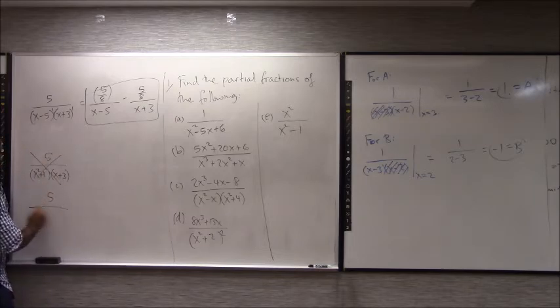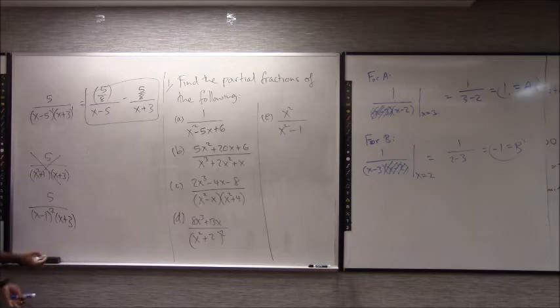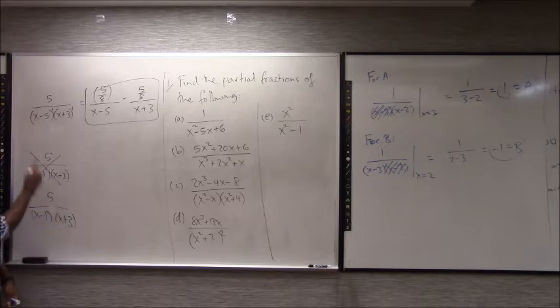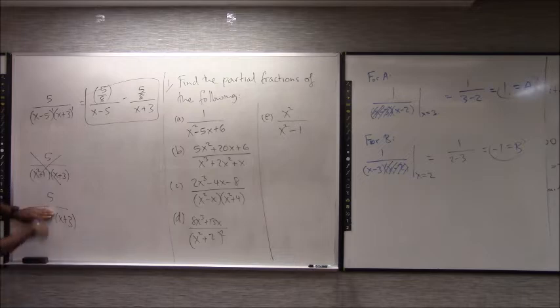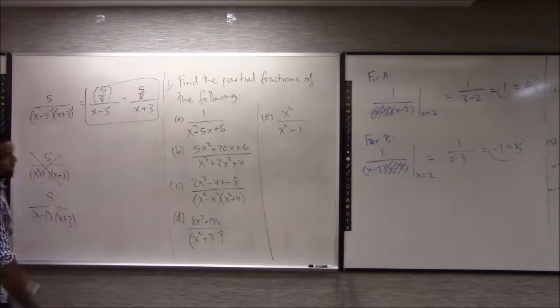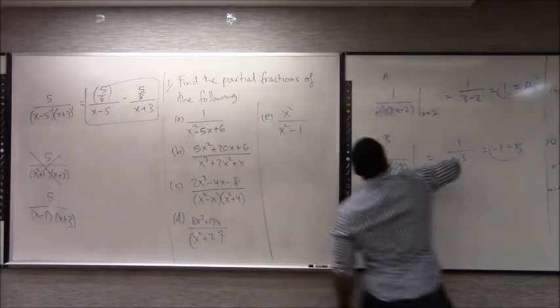It's not going to work if you have a linear factor to a power. That also requires some finagling, but as long as your linear factors aren't repeated, this cover-up method will work. Figure out what makes this guy 0, cover that up, plug in that number, and that'll give you the numerator of this guy. And the top doesn't have to be a constant for this to work.